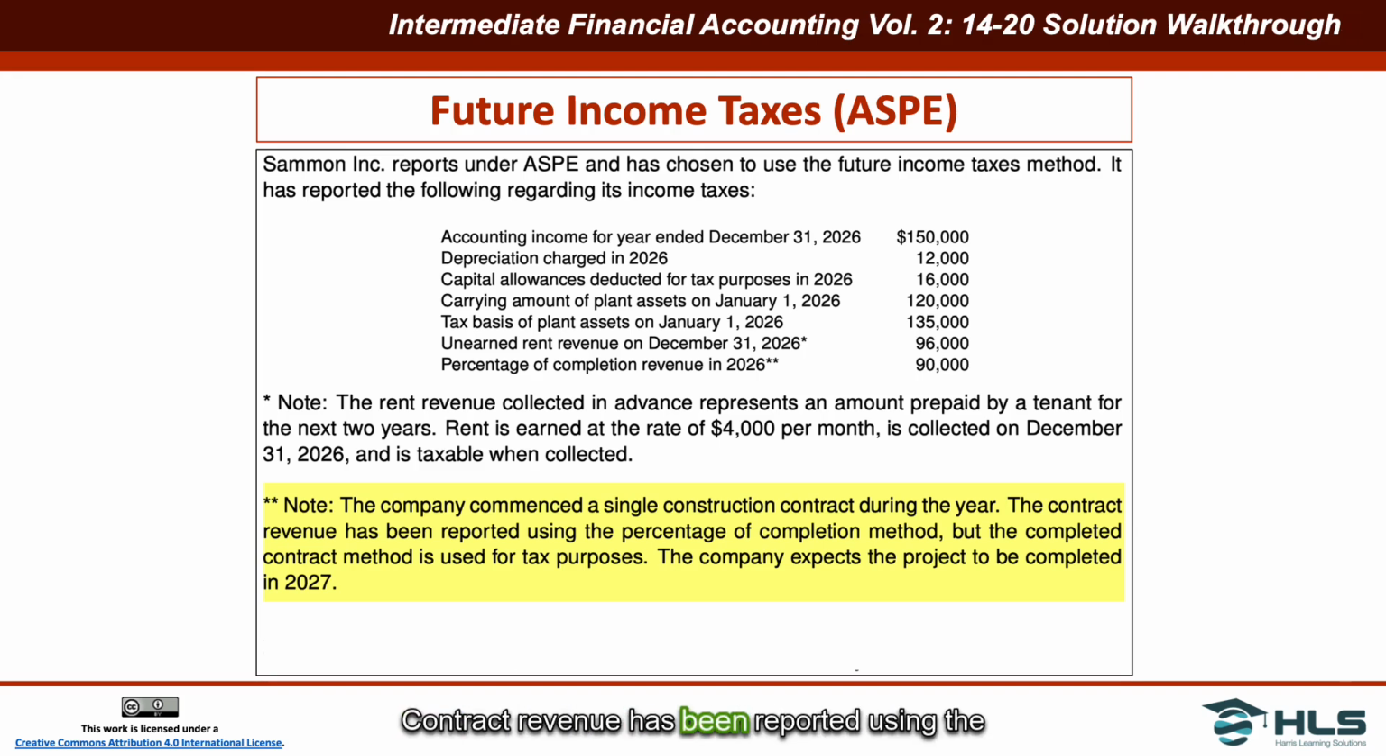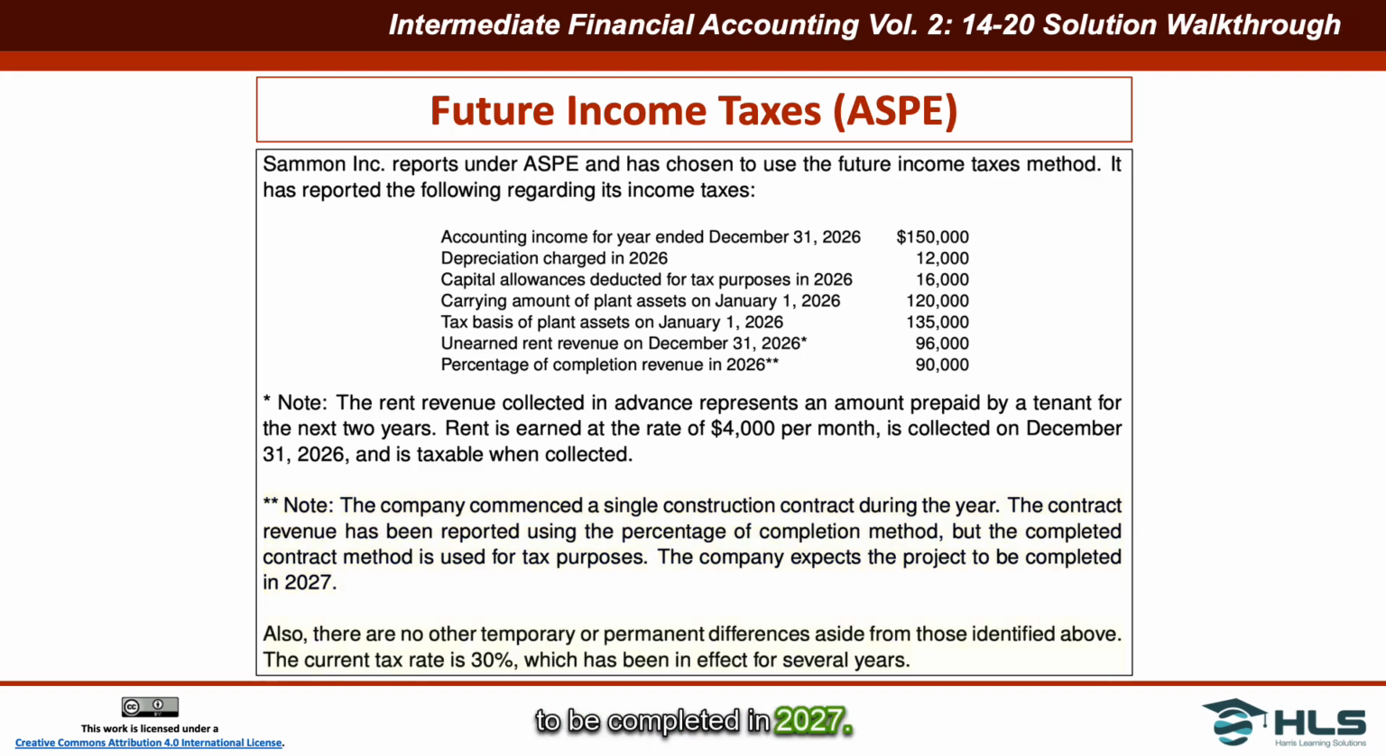Contract revenue has been reported using the percentage of completion method, but the completed contract method is used for tax purposes. The company expects the project to be completed in 2027. Finally, there are no other temporary or permanent differences aside from those identified above. The current tax rate is 30%, which has been in effect for several years.